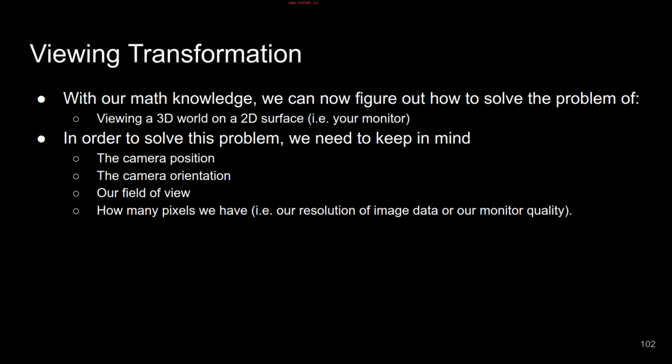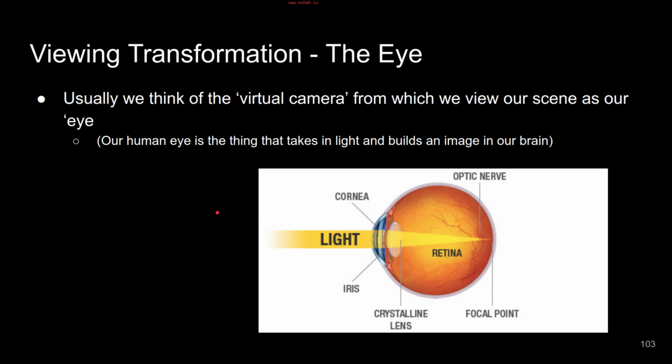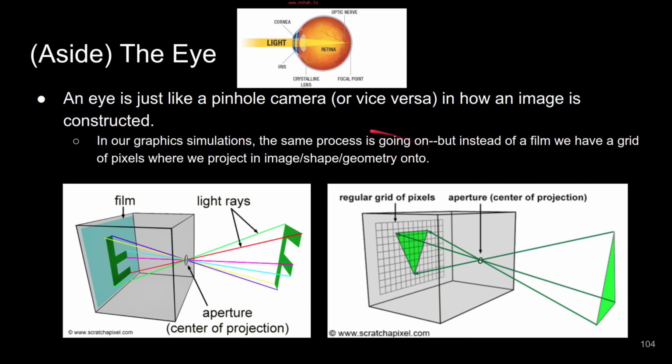So with our math knowledge, we figured out how to solve this problem of viewing a 3D world on a 2D surface or monitor, or at least talked about the stages enough. But we need to keep in mind some other things like the camera position, the camera orientation, our field of view, how many pixels we have, and so on. So we're going to have a virtual camera in our world from which we view our scene as our eye. So our human eye, the thing that takes in light and builds the images and so on. Our eye is just how we see the world. So again, it's just our virtual camera. It teaches us how the image is constructed.